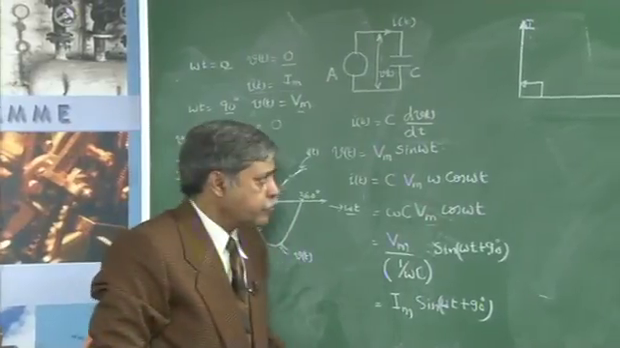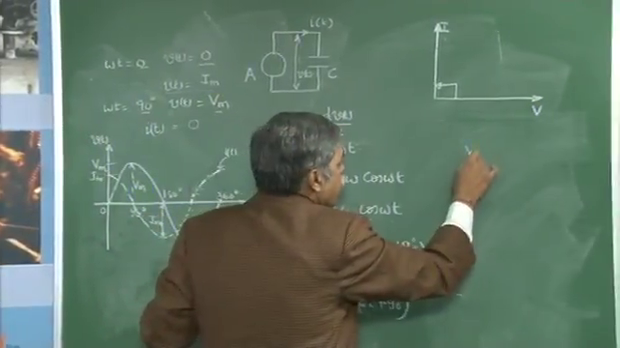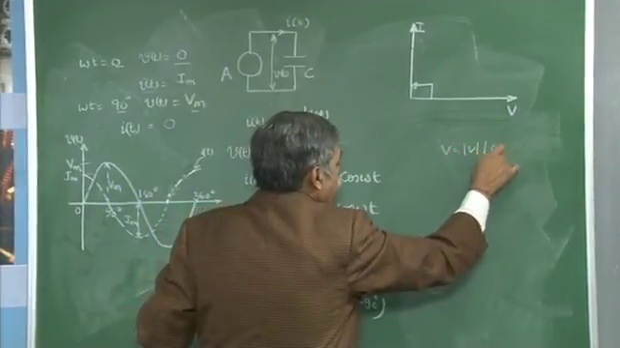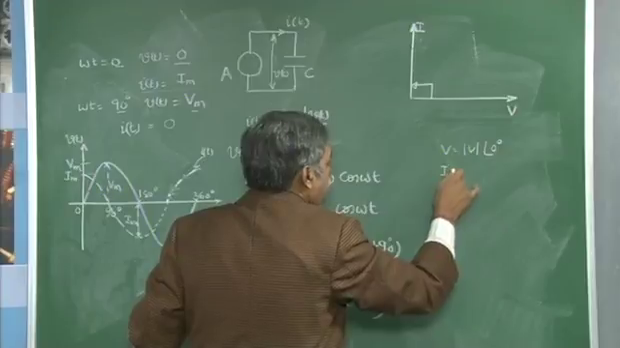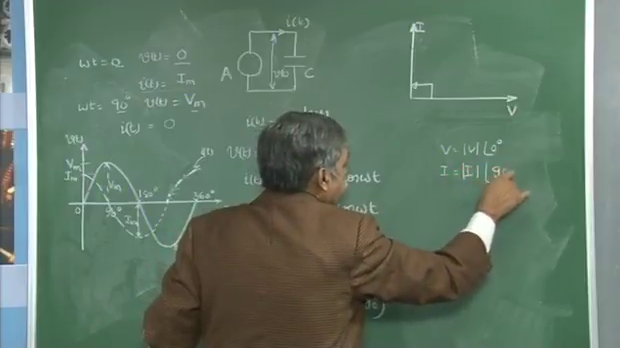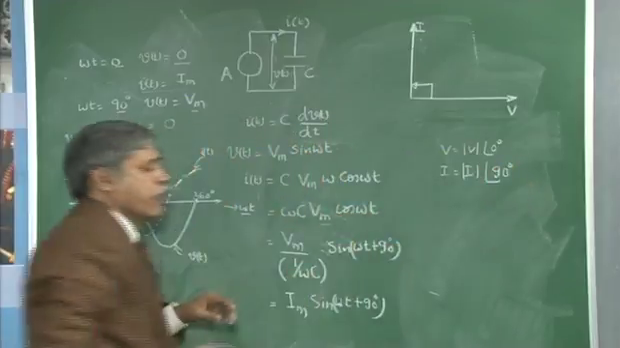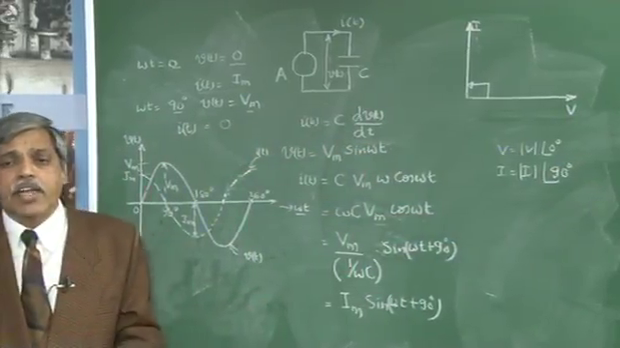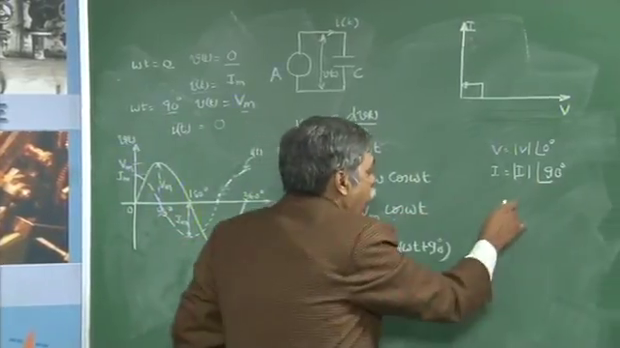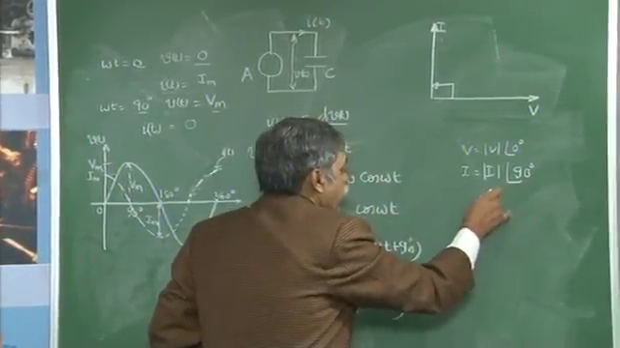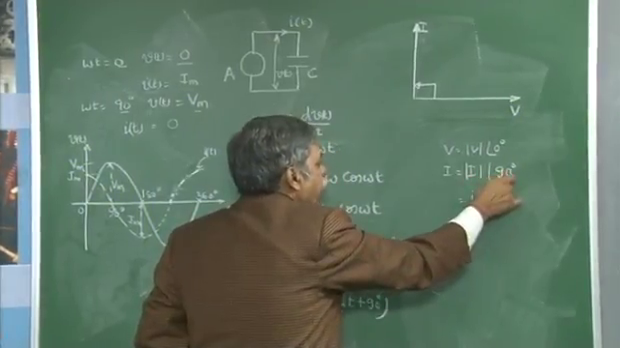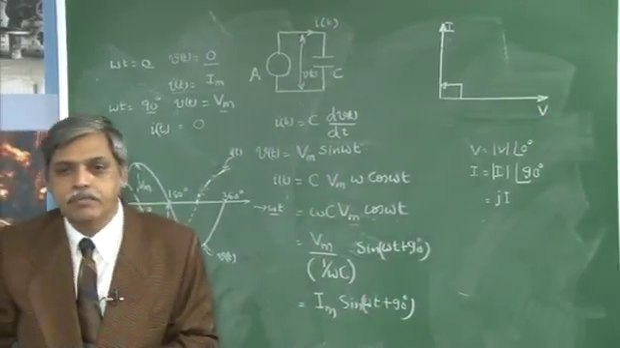So when I take V equal to the magnitude of V at an angle of 0 degrees, I can write the current as a magnitude I at an angle of 90 degrees. This is how we represent the current as vectors. Instead of writing I at an angle 90, I can also write this as jI. The j stands for 1 at an angle of 90 degrees.